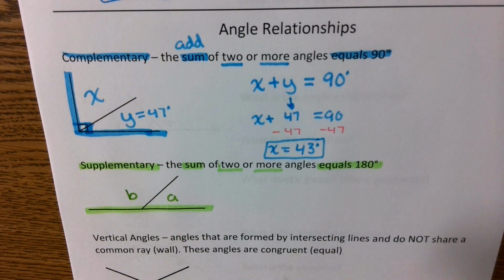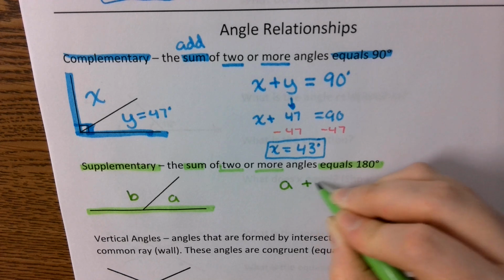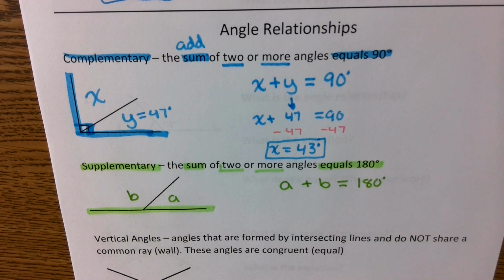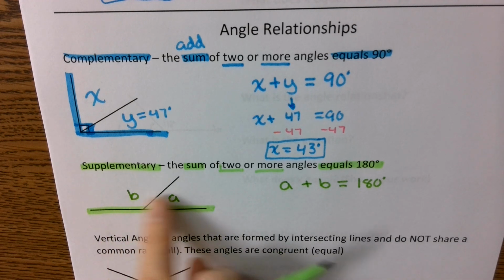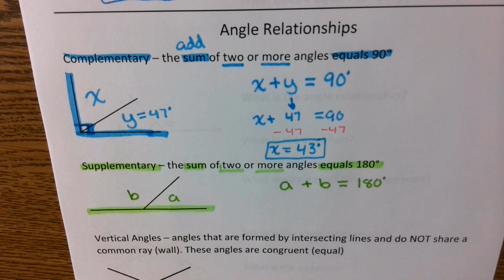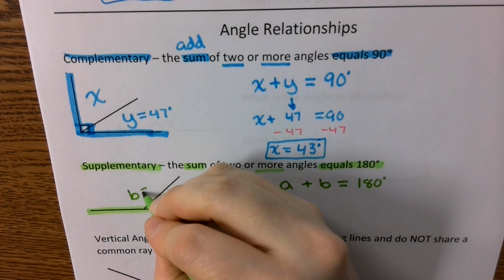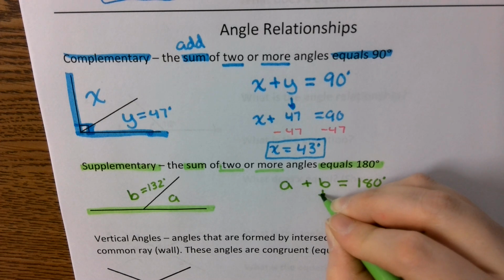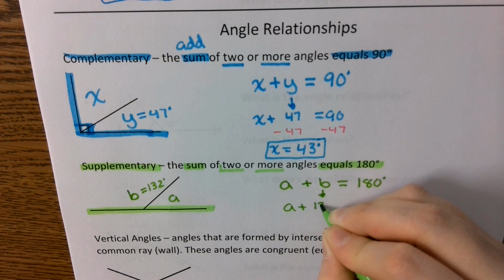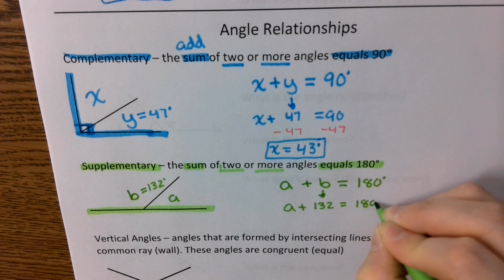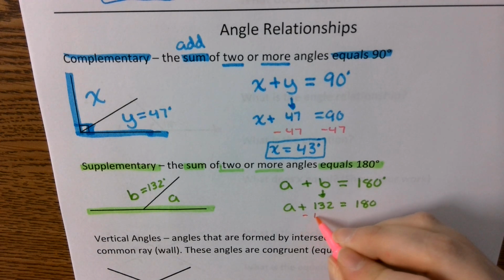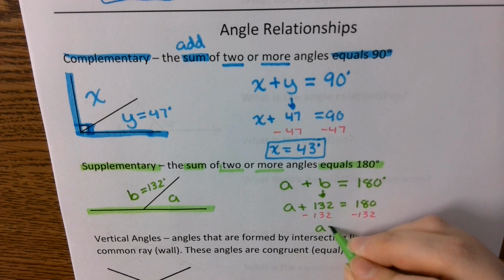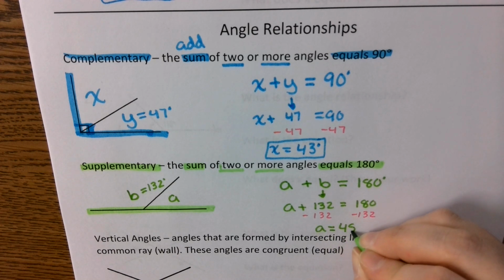Then all I have to do is take the value of A and B and add them together, and that's going to equal 180 degrees. So when I combine those two angles together, it forms a straight line, which is 180 degrees. Now, let's say that angle B was equal to 132 degrees. Then all I would do is replace the value of angle B with 132, and then I would solve that one-step equation. I could just subtract 132 from both sides and get that the value of angle A is going to be equal to 48 degrees.